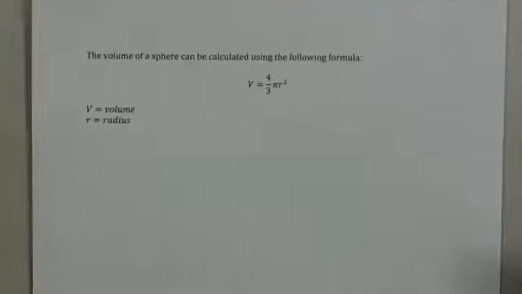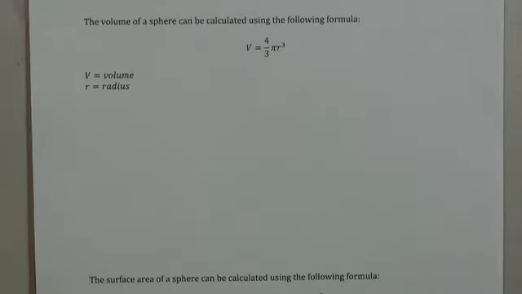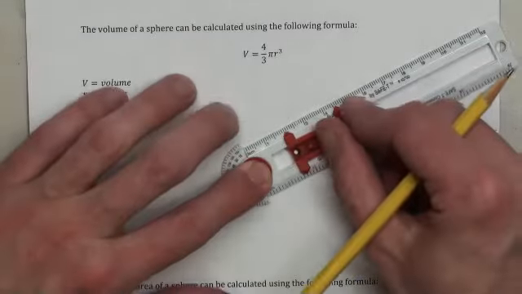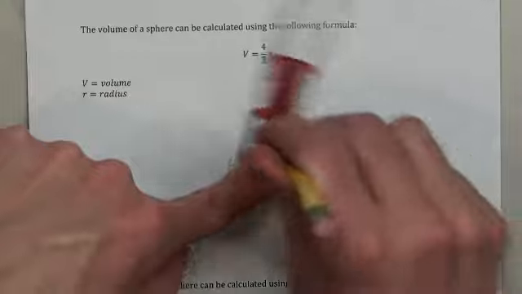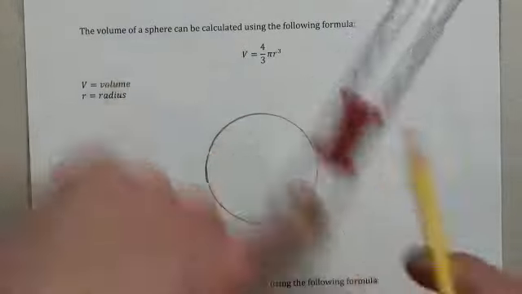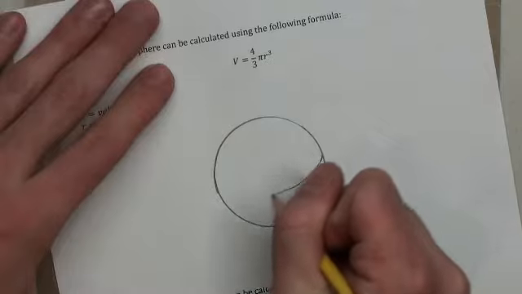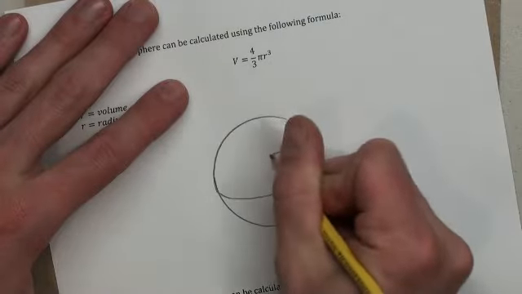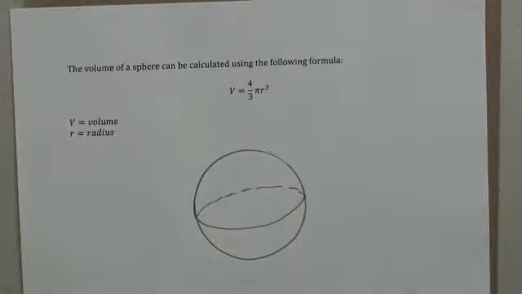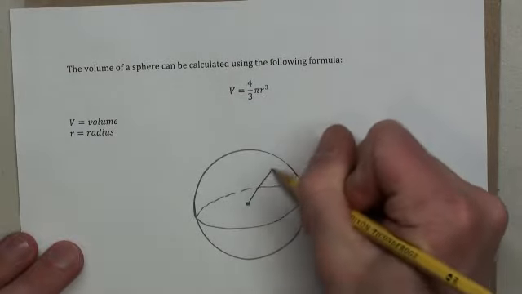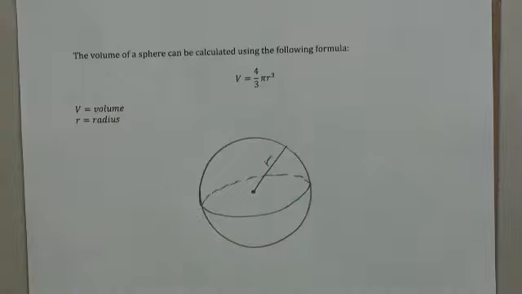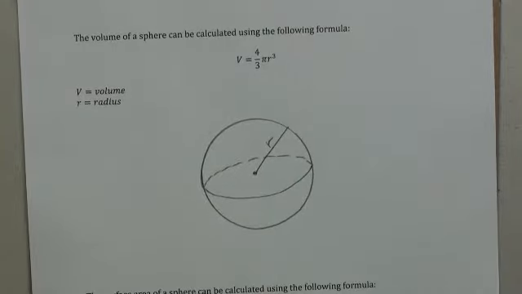So let's turn this over. The volume of a sphere can be calculated using the following formula. Volume equals 4/3 pi r cubed, where V is the volume and R is the radius. Let's draw another sphere just for practice in this space provided here. Okay, and we'll draw a radius this time going up this way. Doesn't matter. All right, that's good enough.